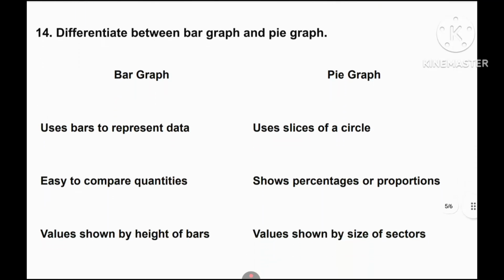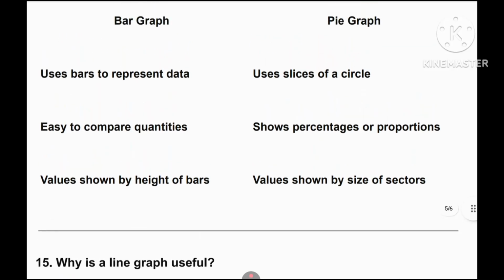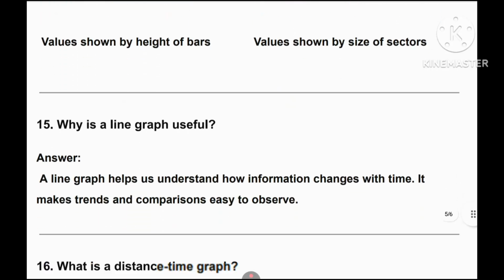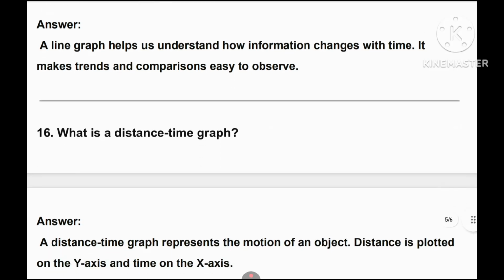Differentiate between bar graph and pie graph. Bar graph uses bars to represent data, is easy to compare quantities, and values are shown by the height of bars. Pie graph uses slices of a circle, shows percentages or proportions, and values are shown by the size of sectors. Why is a line graph useful? A line graph helps us understand how information changes with time. It makes trends and comparisons easy to observe.